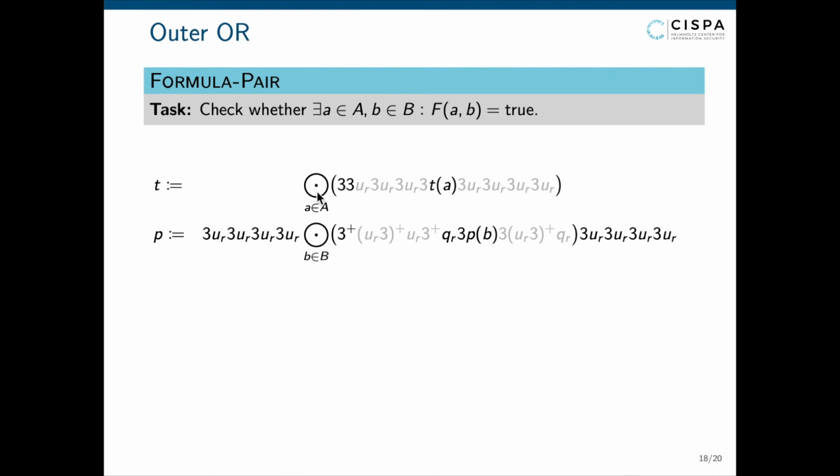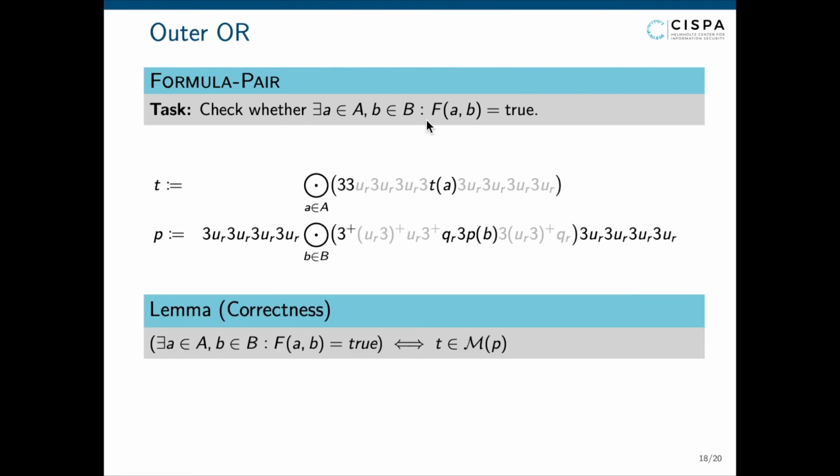So for this, we define the text as this and the pattern like this. So we have here some parts for the alignment in the beginning and the end. And in this pattern group, we can choose here whether we match the universal pattern to the text or whether we actually perform an evaluation of this formula f here. And by this, we actually get that this construction is correct. So the text is in the matching language of the pattern if and only if this formula can be satisfied.